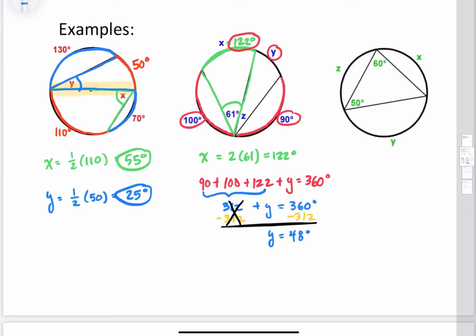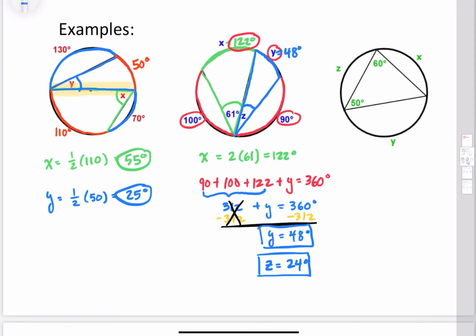Okay, so now I know what y is. Now remember, y is going to be twice the length of the angle z. So if we take a look, angle z has to be half of the intercepted arc, and the intercepted arc is 48. So that means we take that 48 and divide it by 2. Now 48 divided by 2 is going to give us angle z. So that's going to give us 24 degrees.